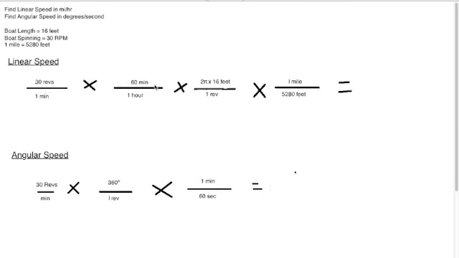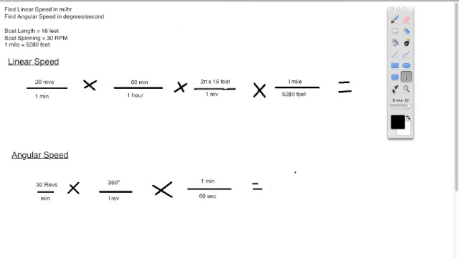Then we have to multiply it by 2 pi times 16 over 1 rev. 1 rev is 2 pi times 16 because 16 is the boat length, and 2 pi is 1 full revolution. Finally, we multiply by 1 mile over 5,280 feet because the problem asks for miles, but we're given feet, so we have to multiply it by 1 mile over 5,280 feet because there are 5,280 feet in a mile.